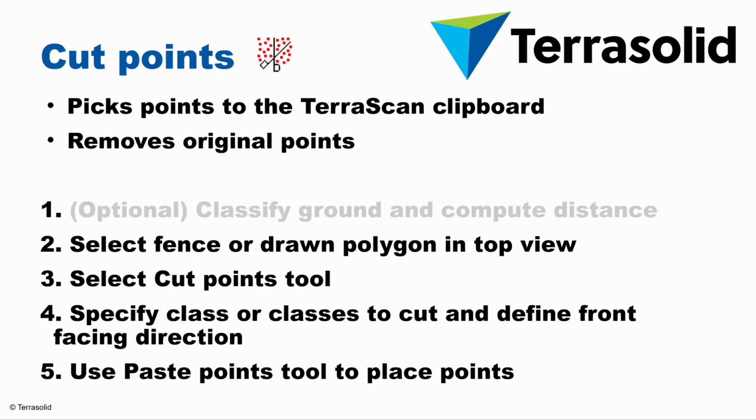Cut Points tool picks points to the TerraScan clipboard, removing the original points. The use of cut points is very similar to copy points. Only difference is that the original points are removed. Classifying ground and computing distance to ground for the point cloud gives more options for pasting.